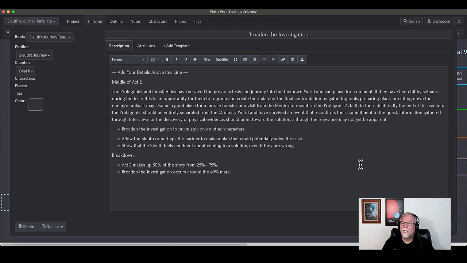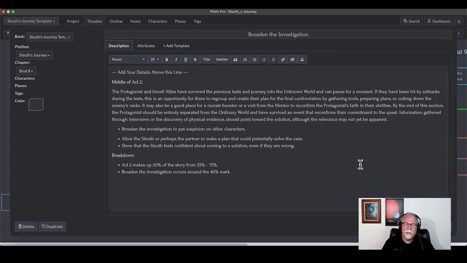So we start taking a different look at the case itself. The detective starts to look at their abilities and have faith in their abilities. But by the end of this, the protagonist is entirely separated from the ordinary world, and they've survived some kind of an event that reaffirms their commitment to going after this case.